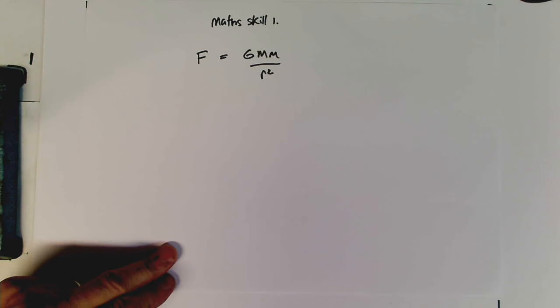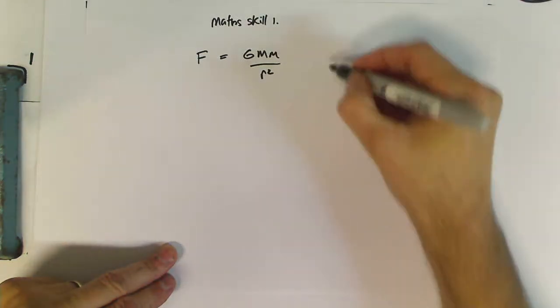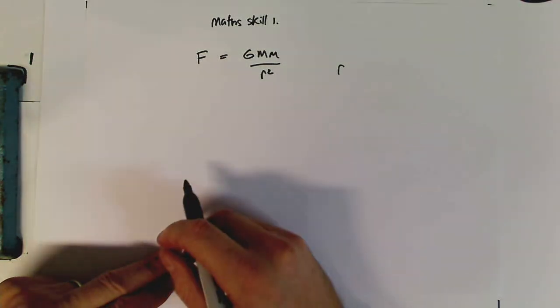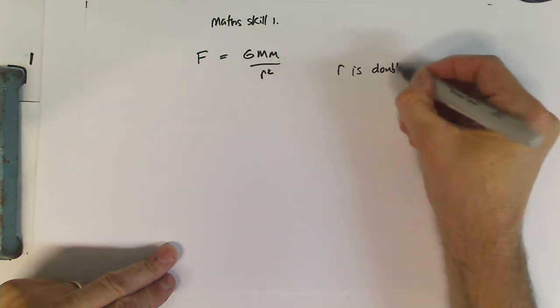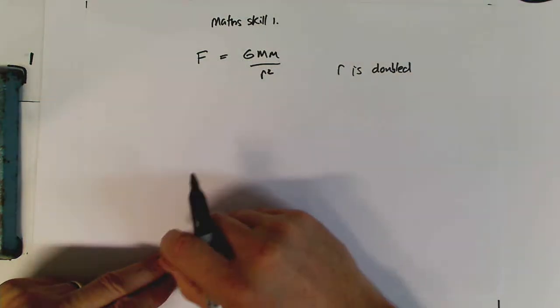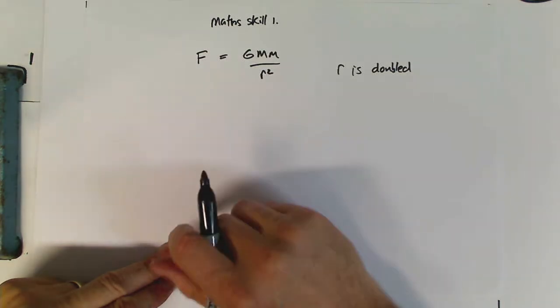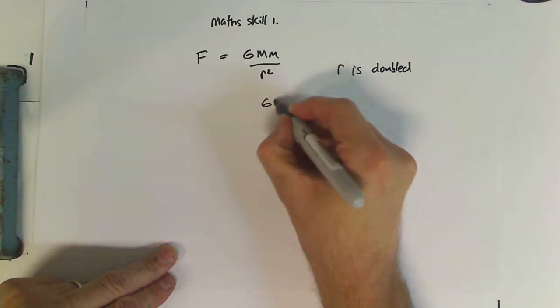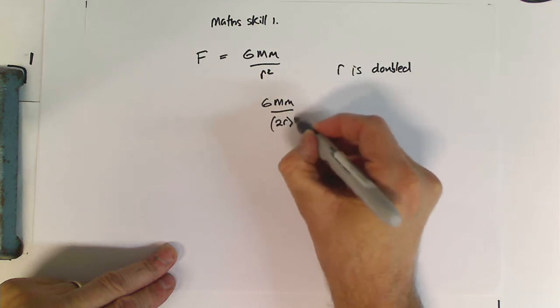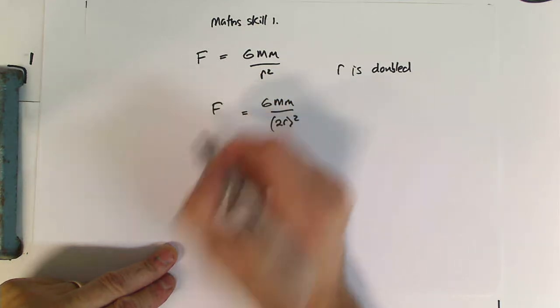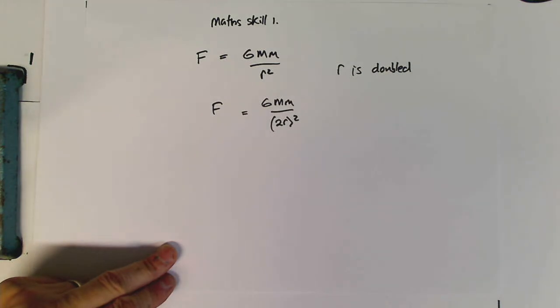radius increases. Now, what if r is increased or doubled? R is doubled. What happens to the force? So if r is doubled, then we have G big M little m over (2r) squared. Alright? Now, what's going to happen to the force?